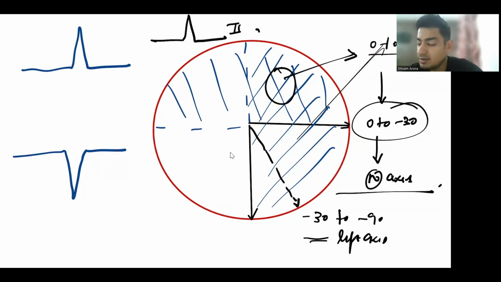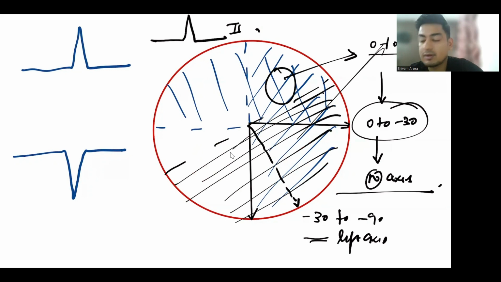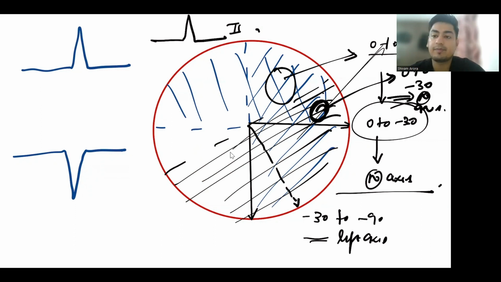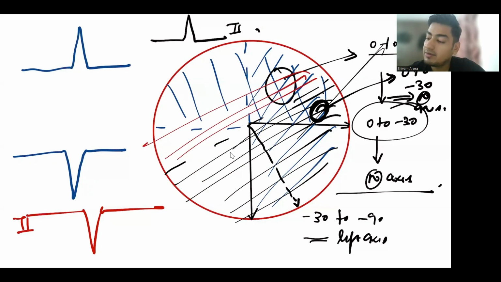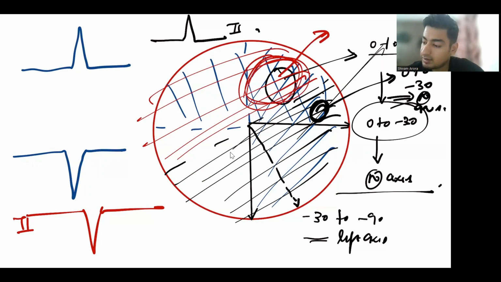So if lead 2 is positive, axis would be in this hemisphere. So this is the overlapped region. That's why the axis would be from 0 to minus 30, which is a normal axis. Suppose if lead 2 is negative, then axis would be in this hemisphere, and that would be the overlapped region. So axis would be from minus 30 to minus 90, which corresponds to left axis deviation.